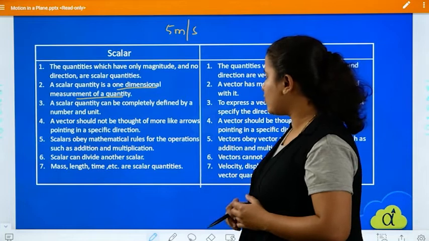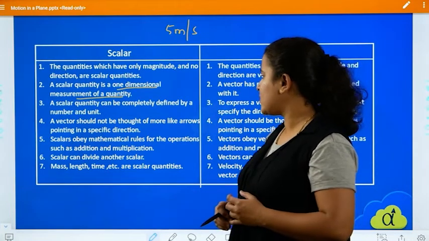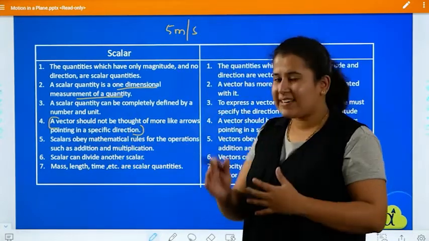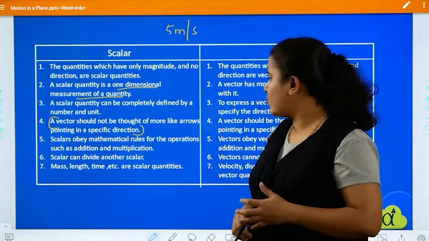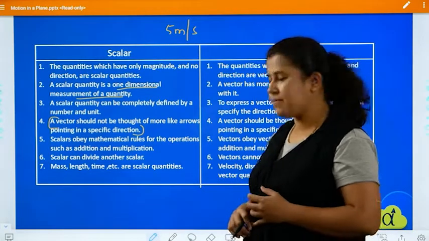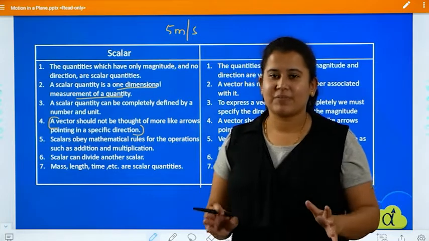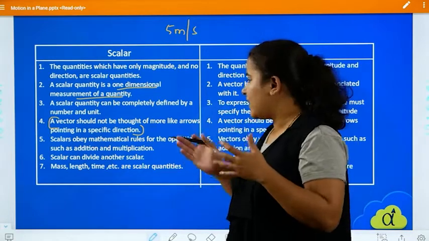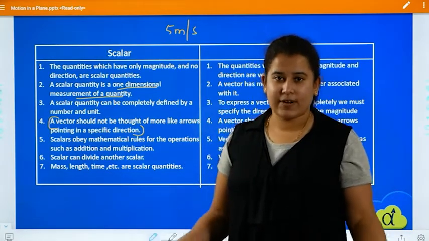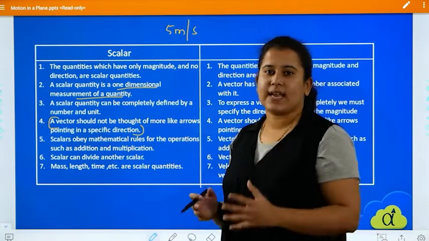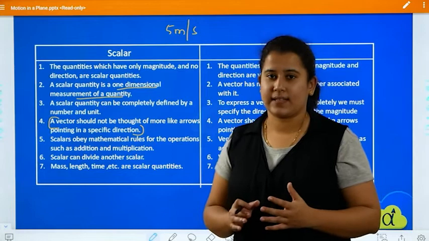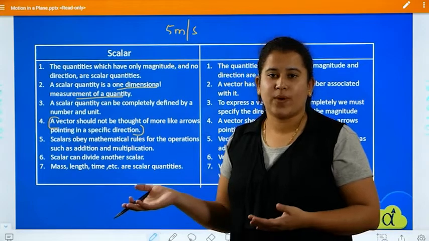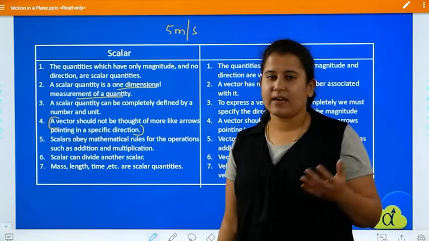Then you have a point that a vector should not be thought of as arrows pointing in a specific direction. I think it has come here by mistake, we'll just neglect it. Next, scalars obey mathematical rules for operations such as addition and multiplication. So scalars go with the usual multiplication, division, addition and subtraction, because whatever mathematical operations are there, the scalars will take them. That is 5 plus 5 is 10, and then 5 into 1 is 5. So these are scalar multiplication, you can see.